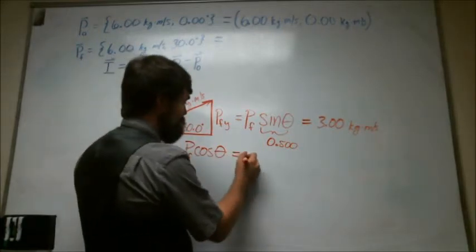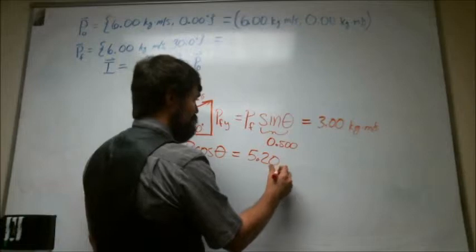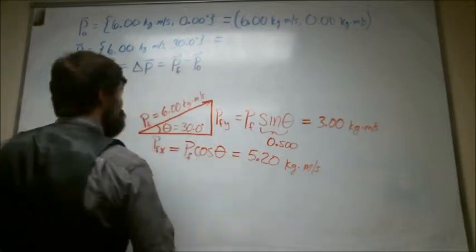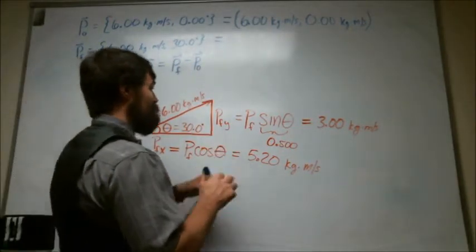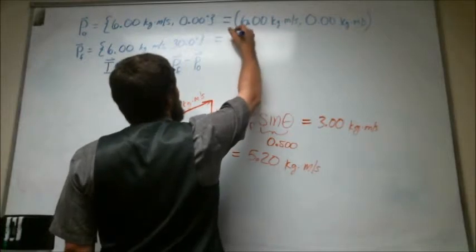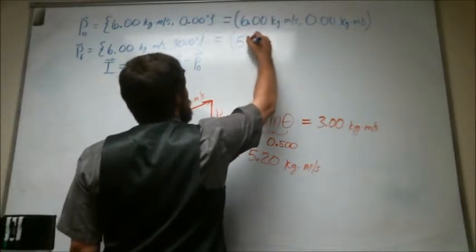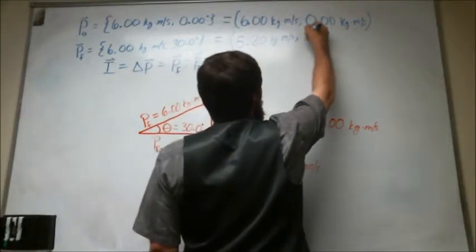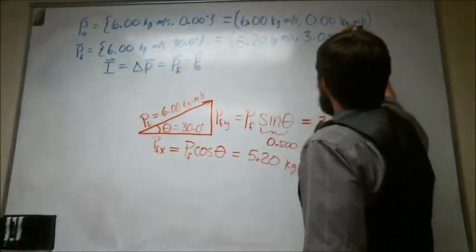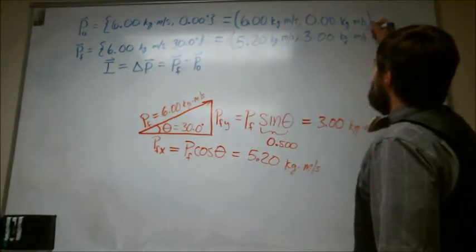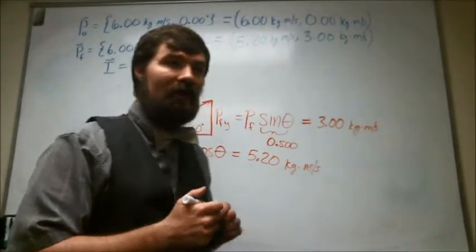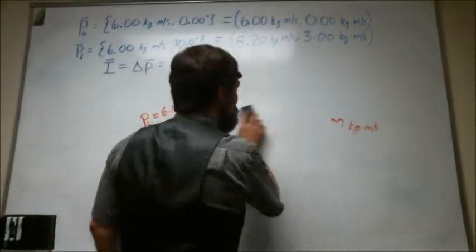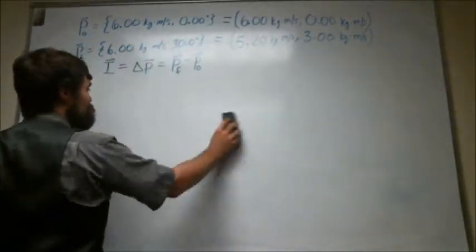And so this thing ends up being 5.20 kilogram meters per second. So I'm going to go ahead and write that up top so that I can erase this and use the space. This thing right here is 5.20 kilogram meters per second, comma, 3.00 kilogram meters per second. So now I have my initial and my final momentum in Cartesian.